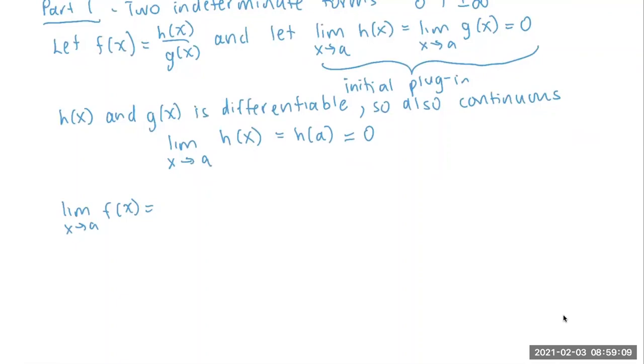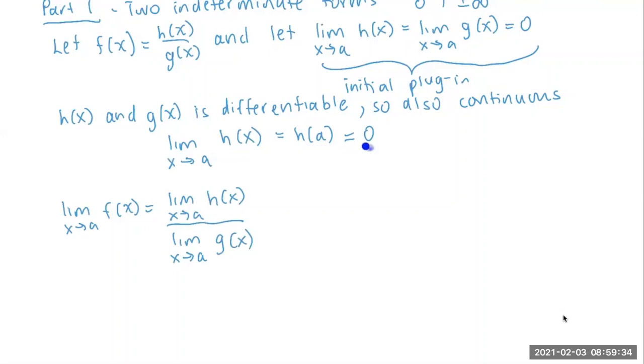Sorry. So the limit as x approaches a of f of x means that I'm plugging the value of a into both the top and the bottom. So the limit as x approaches a of h of x and of g of x. Okay, so that's the direct substitution part. Here are now the algebraic manipulations I'm going to do.